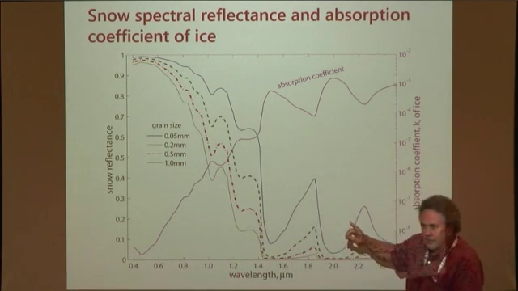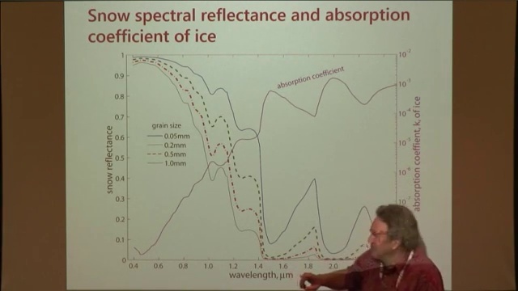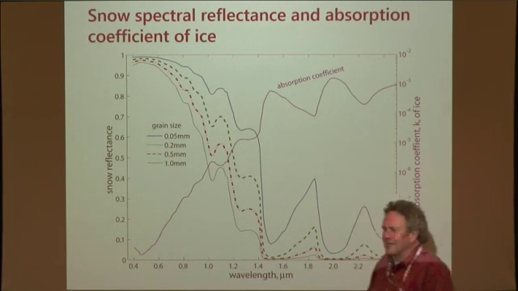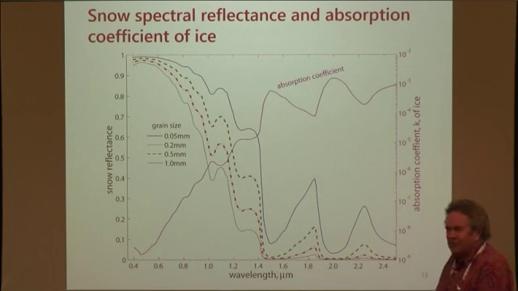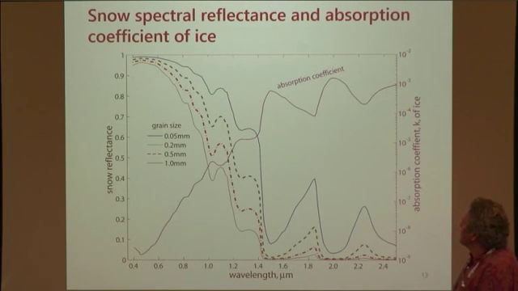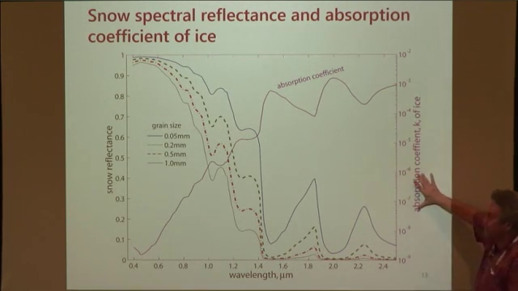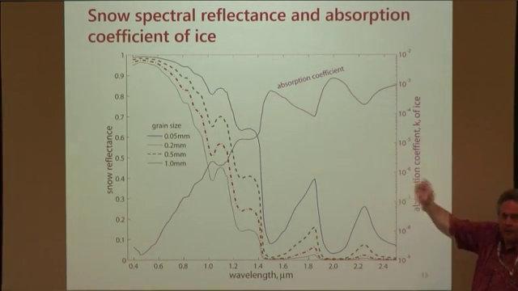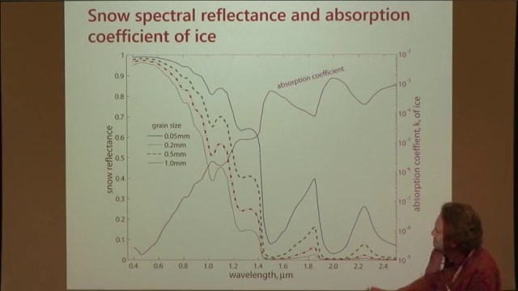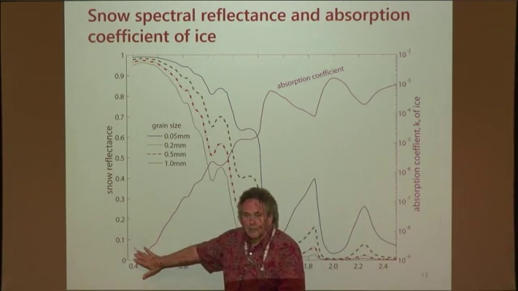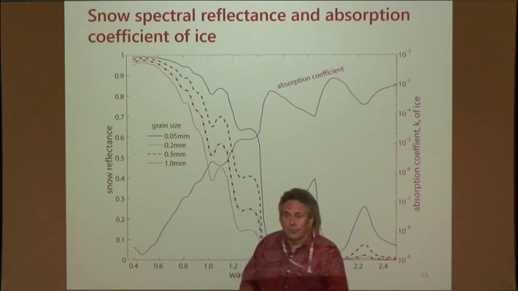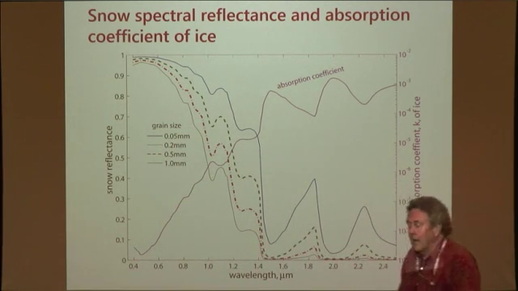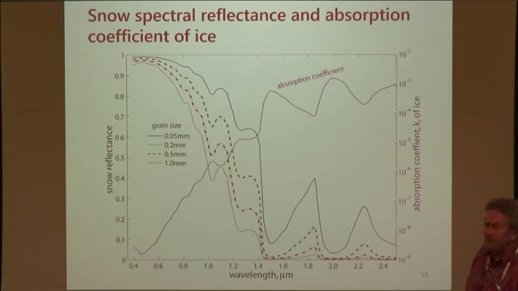And 0.05, deep powder. Pardon? 0.05 is pretty small. Yeah, that's about as small. Maybe 0.03 is about as small as snow gets. And then on the right-hand y-axis, I've got that absorption coefficient plotted. And what you see is where the absorption is low, the reflectivity of snow is really high, and it's not very sensitive to the grain size, right?